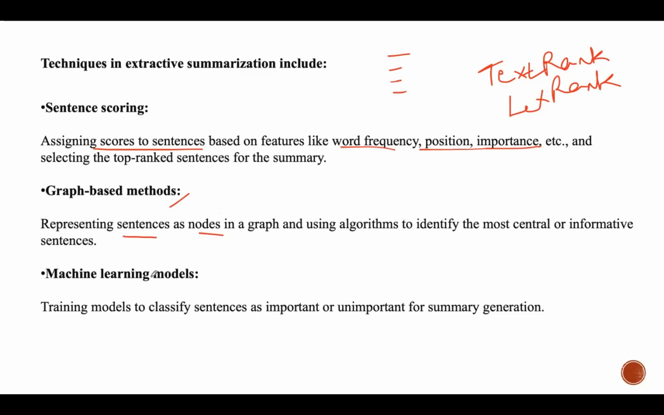And machine learning models. So here we can use models to classify sentences based on importance for summary generation. So we can use support vector machine, which are trained to classify sentences based on features such as sentence length, term frequency, position in the document, etc. And or else we can use either random forest or decision tree also.